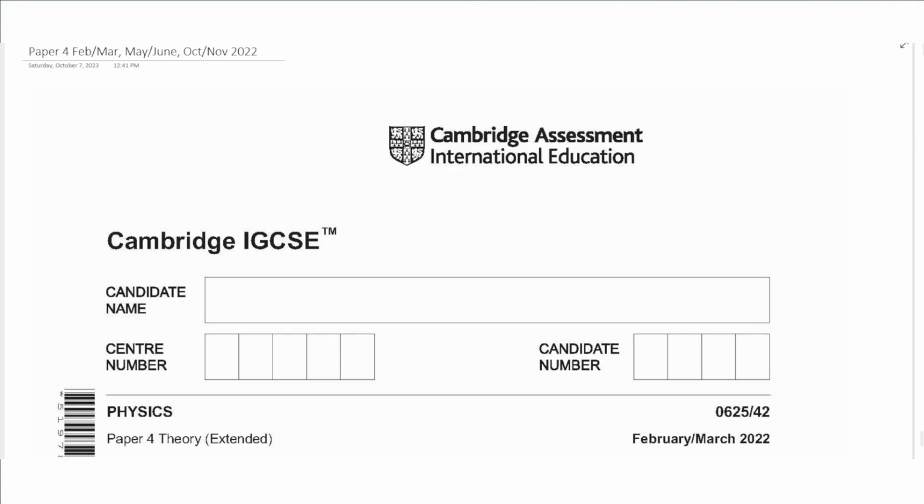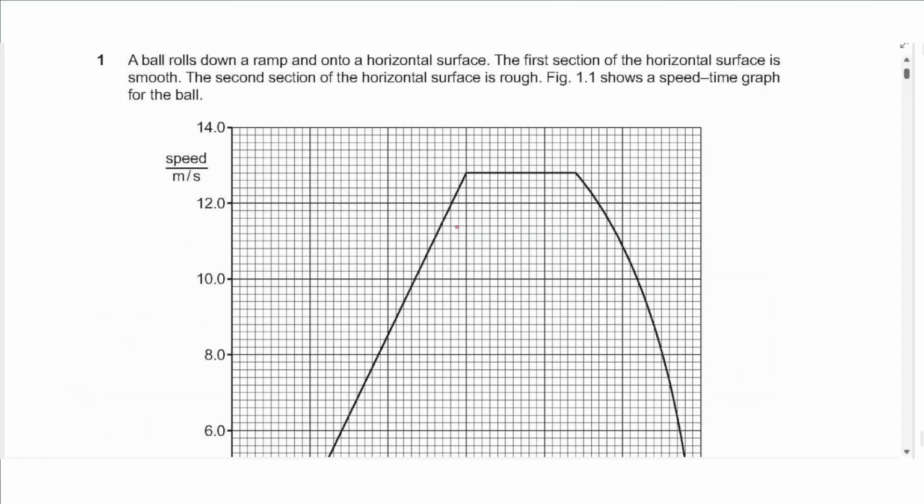In this video I will be solving the exam paper for February-March 2022. Question 1 says, a ball rolls down a ramp and onto a horizontal surface. The first section of the horizontal surface is smooth. The second section of the horizontal surface is rough. Figure 1.1 shows the speed time graph for the ball.